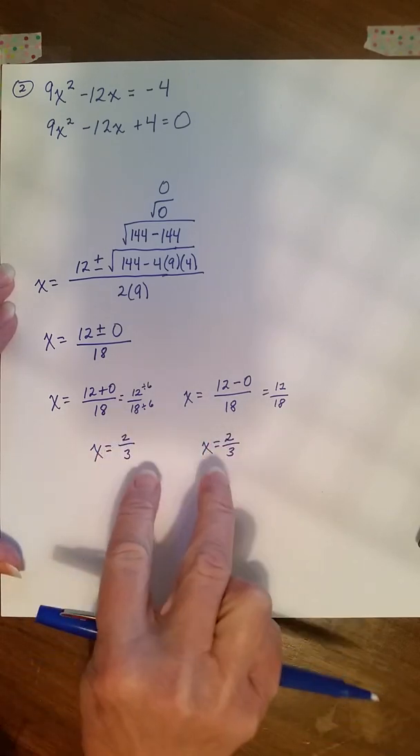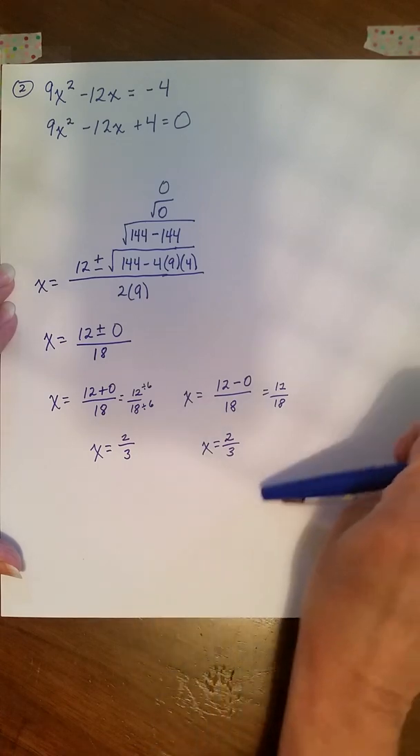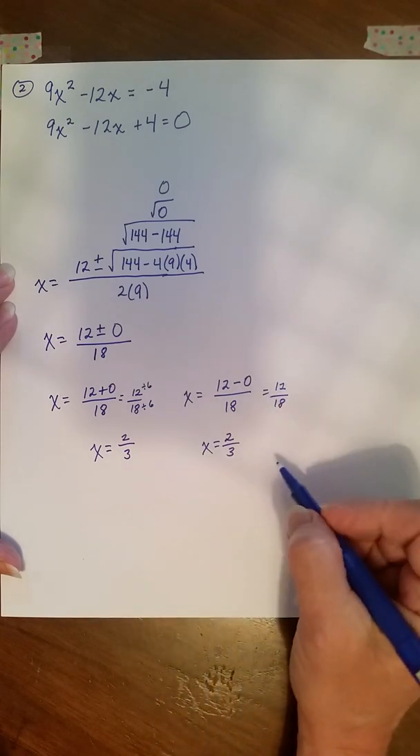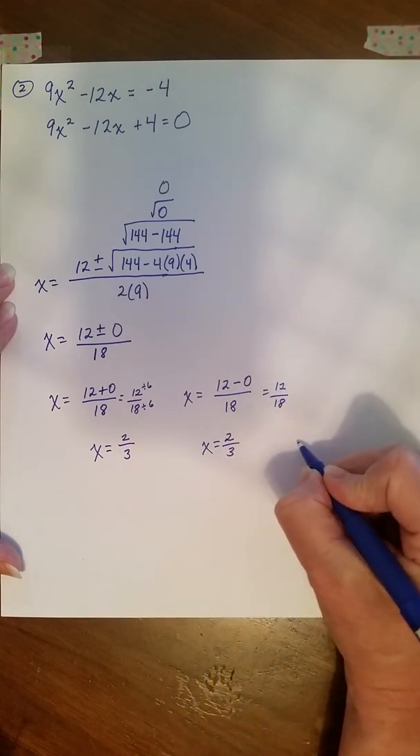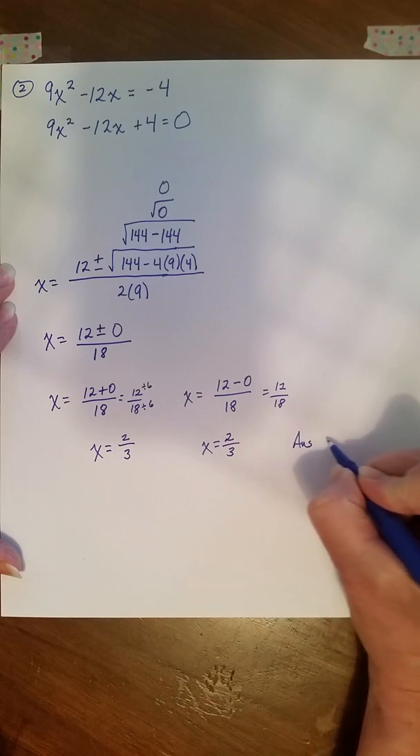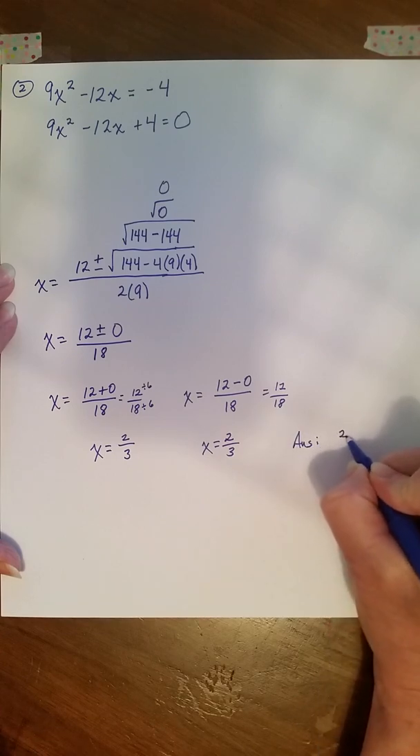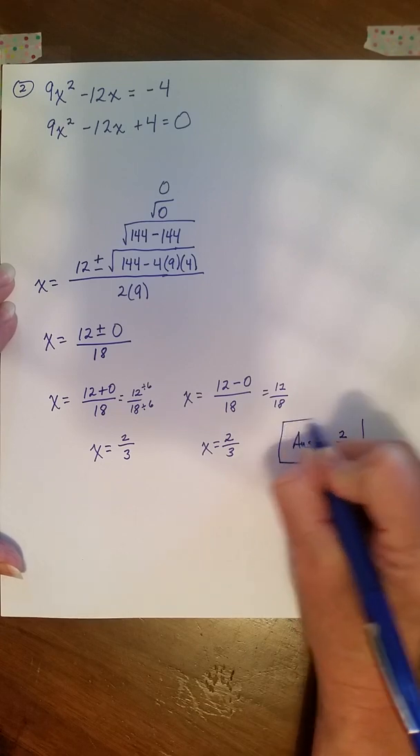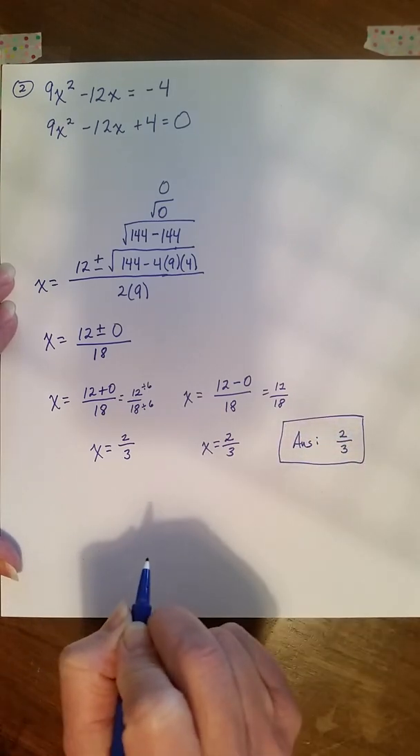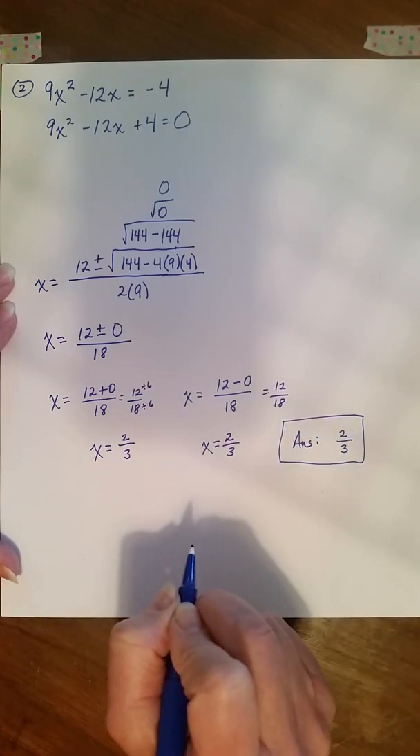When you get both of them that are the same, that's called a multiplicity. So this answer has a multiplicity of 2. So when you write down your answer, you only have to give the one answer, 2/3. Okay, wanted to make you aware of the fact that sometimes that happens.